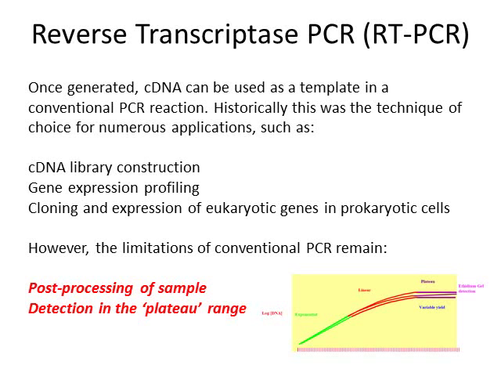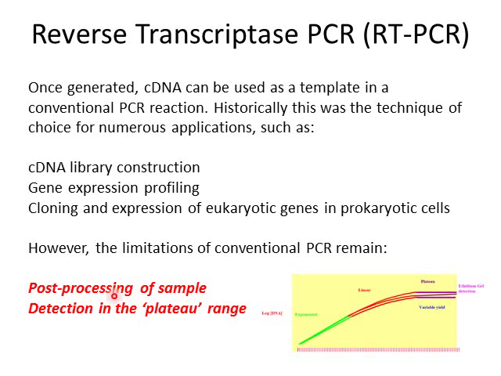So let's say we've generated a cDNA copy of some mRNA then, and we want to use that cDNA now as a template in a conventional PCR reaction. So this was used for numerous applications, such as constructing so-called cDNA libraries for gene expression profiling, for the cloning and expression of eukaryotic genes in prokaryotic cells, which we talked about briefly in the last lecture. But the limitations of conventional PCR remain. In other words, we can only detect whether the PCR's worked, whether we've managed to amplify something from these cDNA copies, at the end of the actual reaction, at the end of the experiment. So in other words, there's post-processing required of the sample.